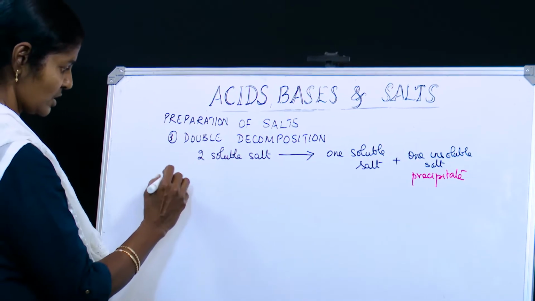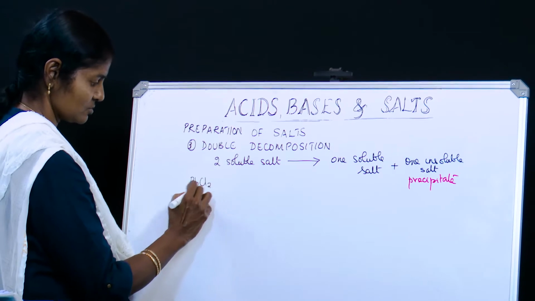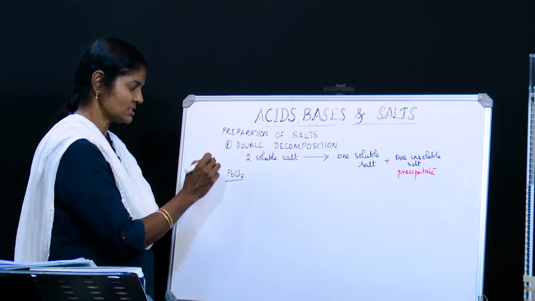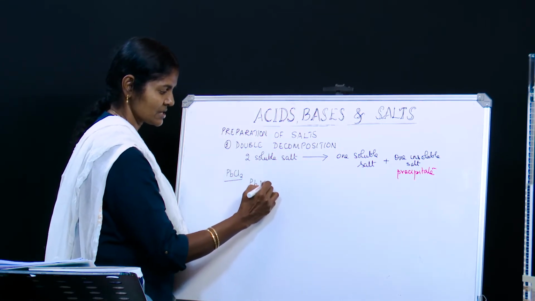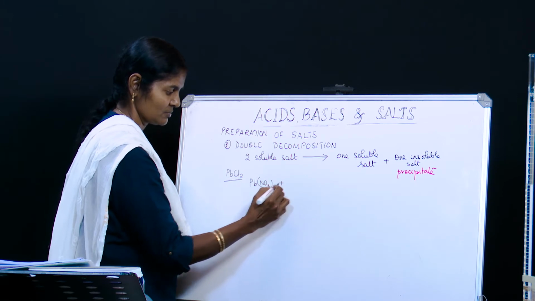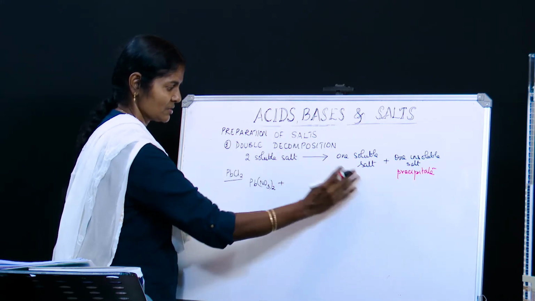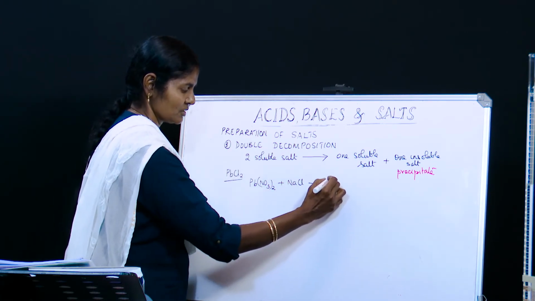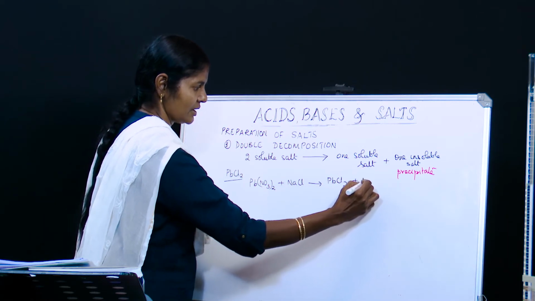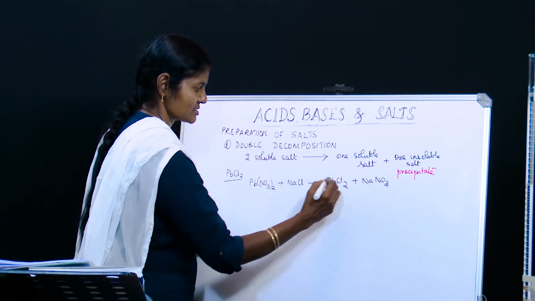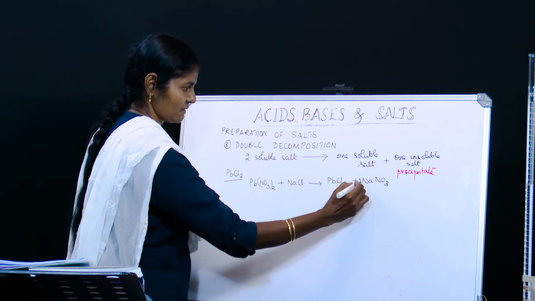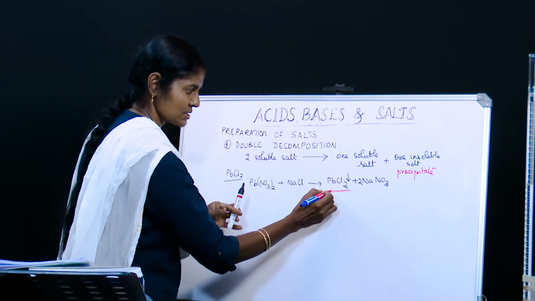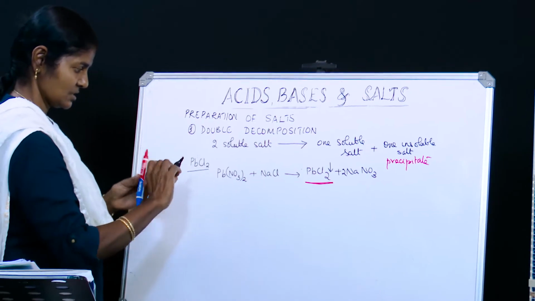For example, we can prepare lead chloride using this method. And remember, the only soluble lead salt is lead nitrate. So we take lead nitrate, in which case if we need lead chloride, we need a chloride salt. So we would take sodium chloride here to give you lead chloride and sodium nitrate. When you denote it by an arrow mark, it is a precipitate. So this is the precipitate here.